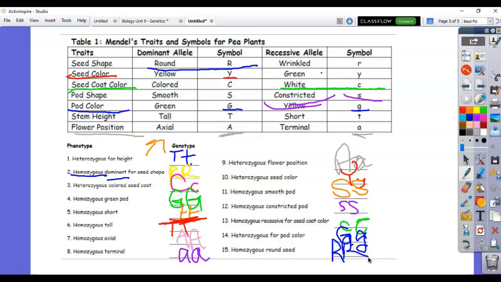So that's how we do this worksheet. We're looking at these different words: heterozygous, homozygous, dominant, recessive. Okay, those are kind of the big words that we've been looking at.